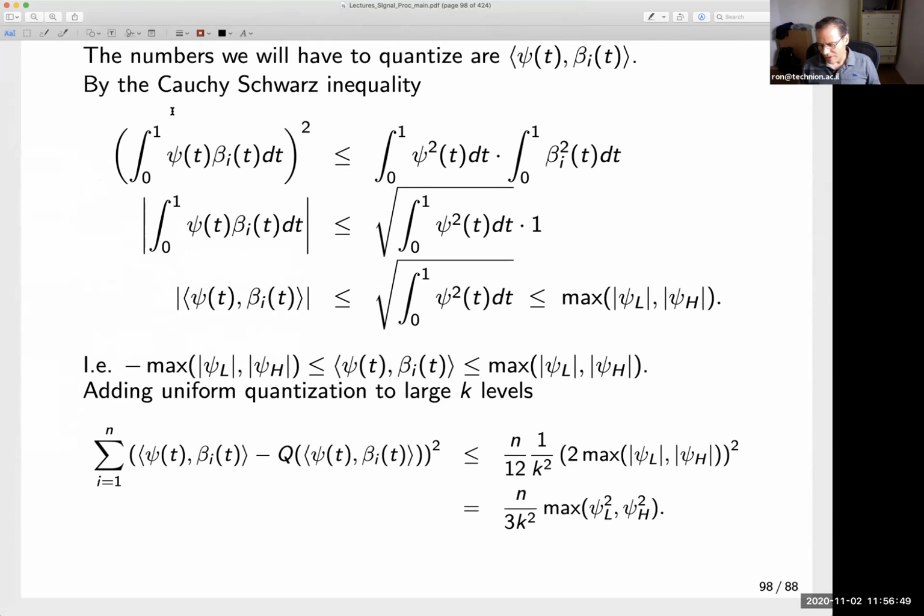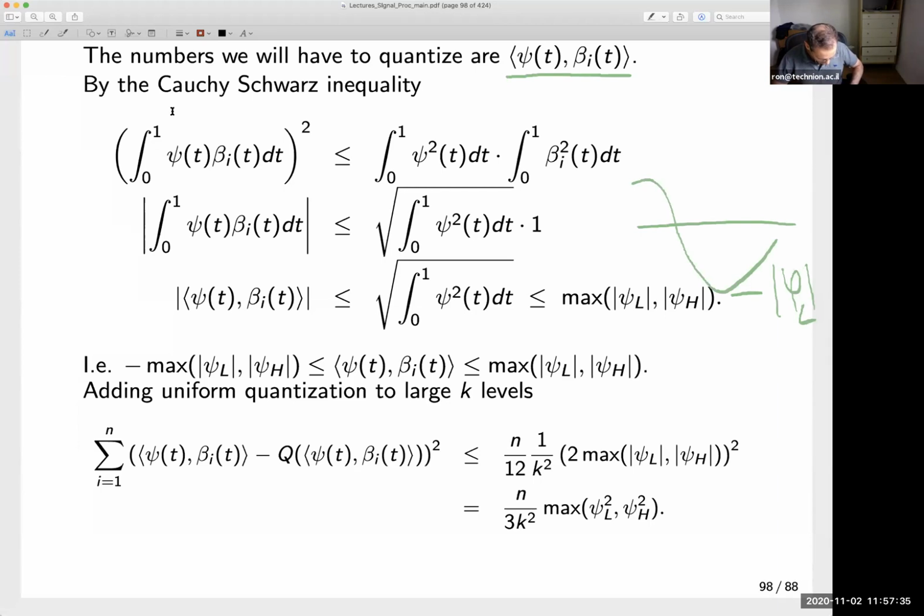So these are the numbers that we have to quantize. These are the numbers that, after projecting psi's into the betas, we have to quantize. And now what we'll do is use the Cauchy-Schwarz inequality in order to show that the energy of this projection is smaller than the maximum between the two absolute values of my function. And remember, why do I need both of them? Because I can look at my function and it could have a negative value here, so the absolute value of psi low could actually be higher than the absolute value of psi high.